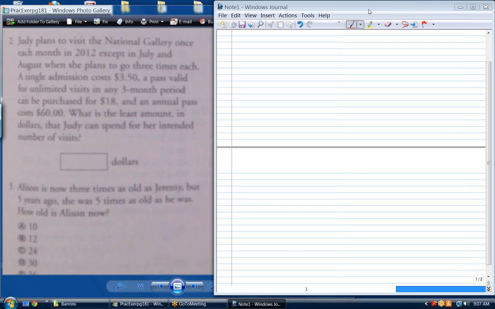All right. She goes to the National Gallery once each month except July and August. No, she doesn't go in July, and she's going to go 3 times in August. Single admission costs $3.50. A pass valid for unlimited visits in any 3-month period can be purchased for $18, and an annual pass costs $60. What's the least amount in dollars that Judy can spend for her number of planned visits?